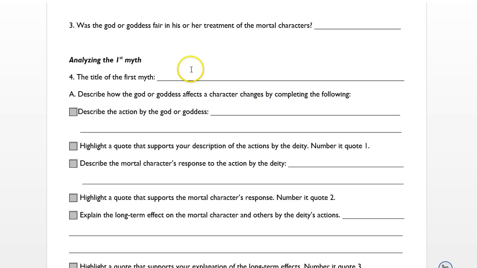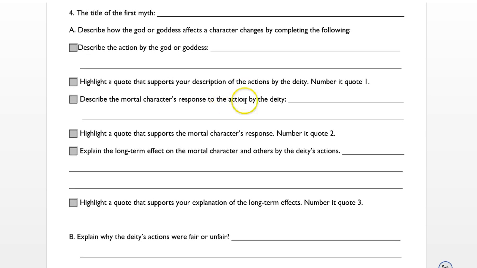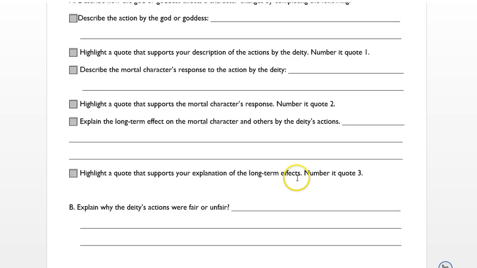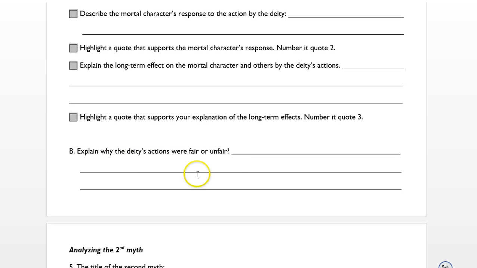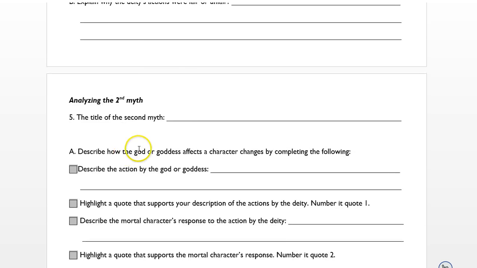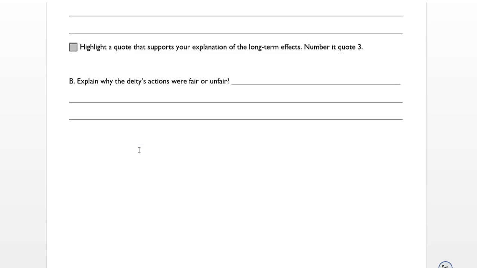So again, you're going to go through, and it's very similar to what I just described. What did the god or goddess do? How did the character respond? What were the long-term effects? Finding quotes along the way and numbering them in the myth so that you can put them in your final essay. And then, this is different though, why are the deity's actions fair or unfair? And make sure you say why they're fair or unfair. And then again, for the second myth, going through the same process.